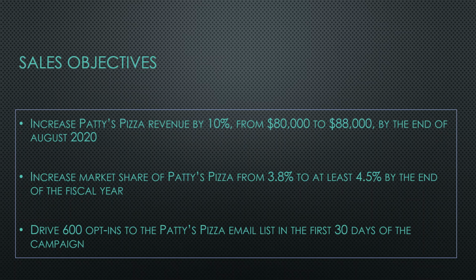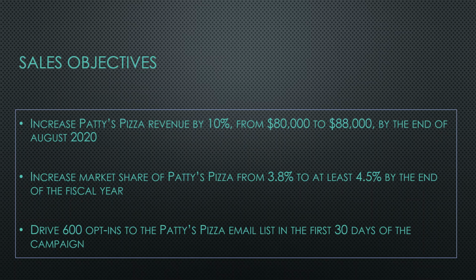Here's some quick examples. So I'm making up a pizza store in my head. And if I was thinking about some sales objectives, I could say, okay, I want to increase Patty's Pizza revenue by 10%, from $80,000 to $88,000 by the end of August 2020. So remember how I said it needs to be specific and measurable? And here I'm telling you exactly what we want to do. We're going to do revenue. I want to increase it by 10%. Then I show you where we are today, 80,000, and what 10% is on top of that is 88,000. And I know that I need to do this before the end of August 2020.